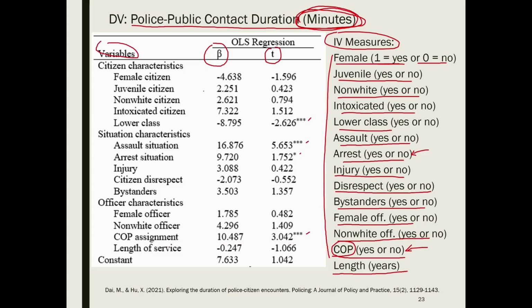Regarding other things, you can see, say, female citizens. If a citizen is female, the police officer tends to spend less time, right? Did you see that? This is negative. If the citizen is female, the officer tends to spend less time in this situation. However, this less time is not a significant less time. So we don't need to explain those variables that are not significant in the results.